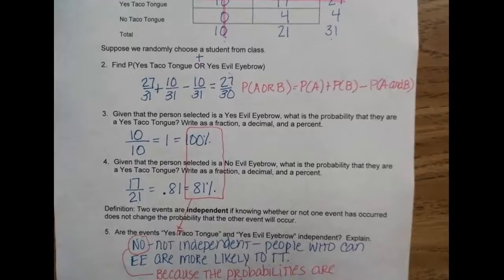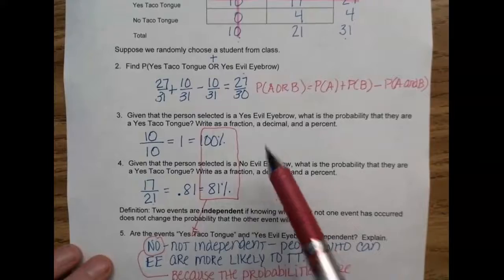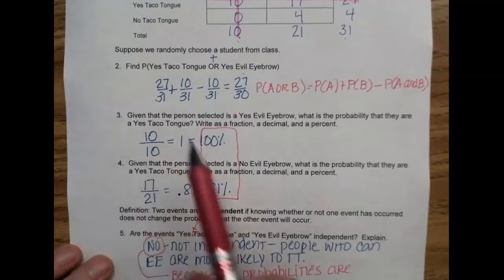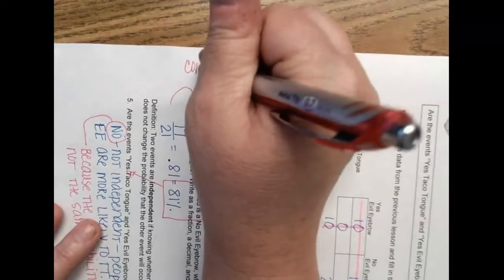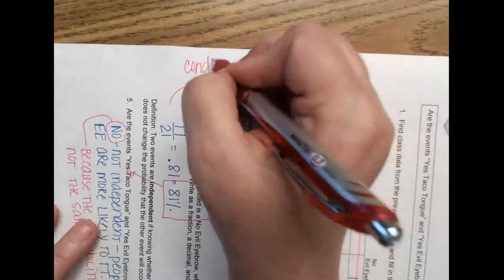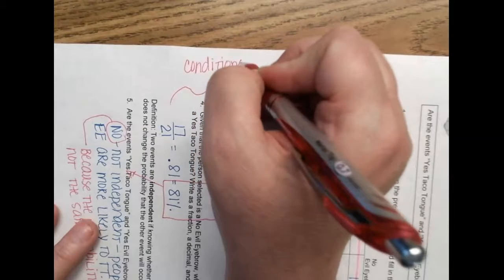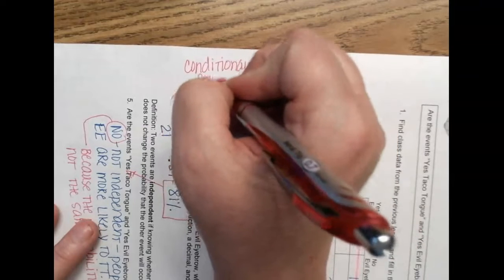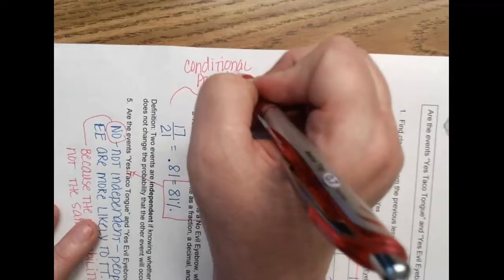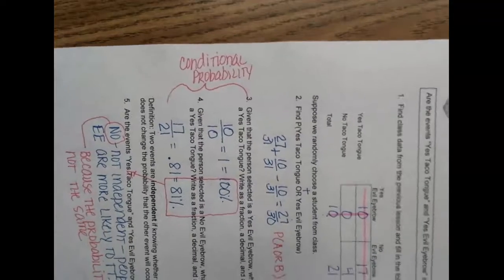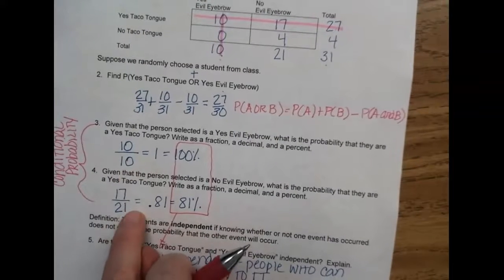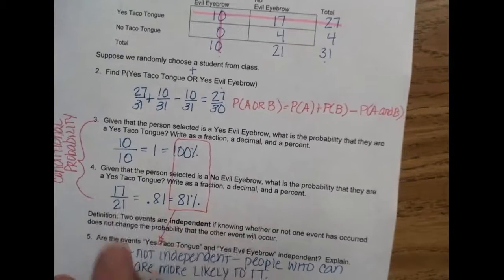All right. So when we did these two problems, 3 and 4, we had givens. Whenever we have a given, that is something called a conditional probability. So we had to meet some sort of condition, and that's what we were dividing by, the condition. And out of those people in that condition, that's how we got our top number.